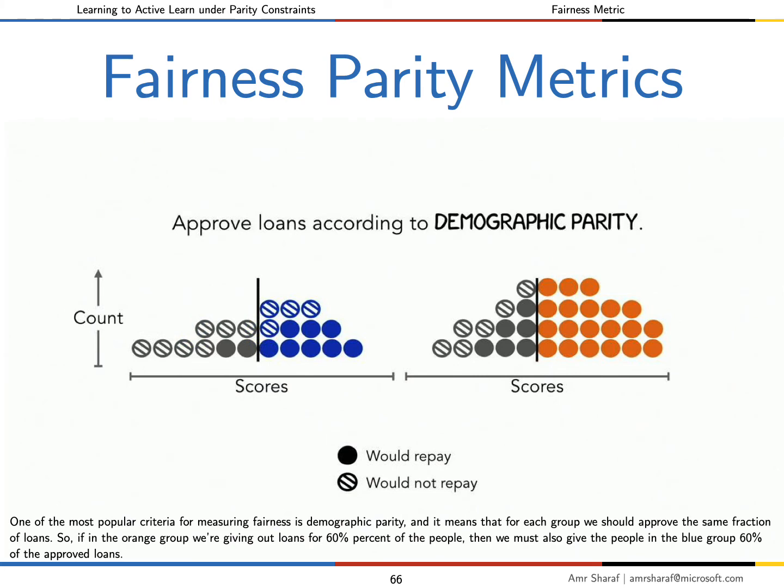One of the most popular criteria for measuring fairness is demographic disparity, or demographic parity, where it means that for each group we should approve the same fraction of loans. So if in the orange group we are giving out loans for 60% of the people, then we must also give the people in the blue group 60% of the approved loans.